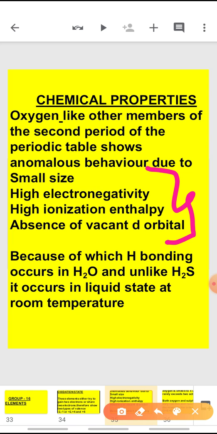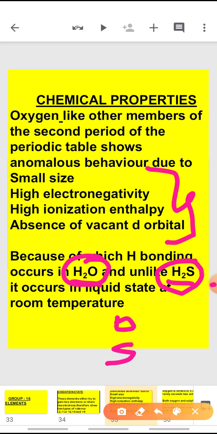Now see an example. Hydrogen combines with oxygen, or it combines with sulfur, both of the same group of the periodic table. This is oxygen, then sulfur, then selenium, then tellurium, then polonium. That means they should combine with hydrogen and form the same type of compounds. But you all know that H2O is a liquid at room temperature, while H2S is a gas.